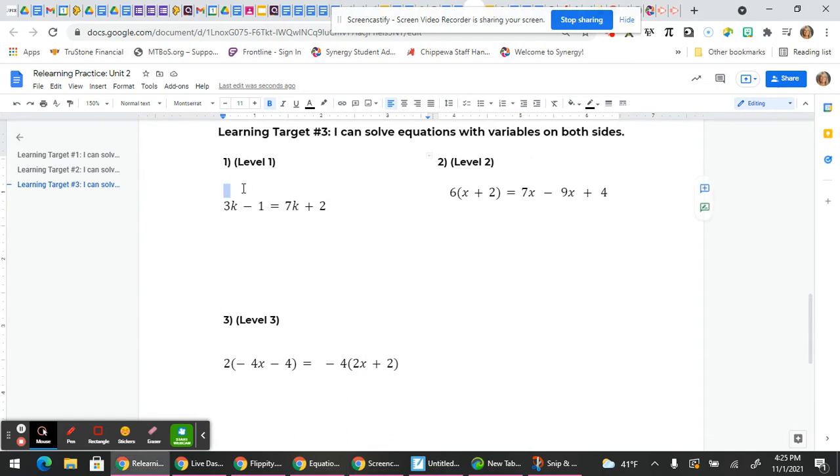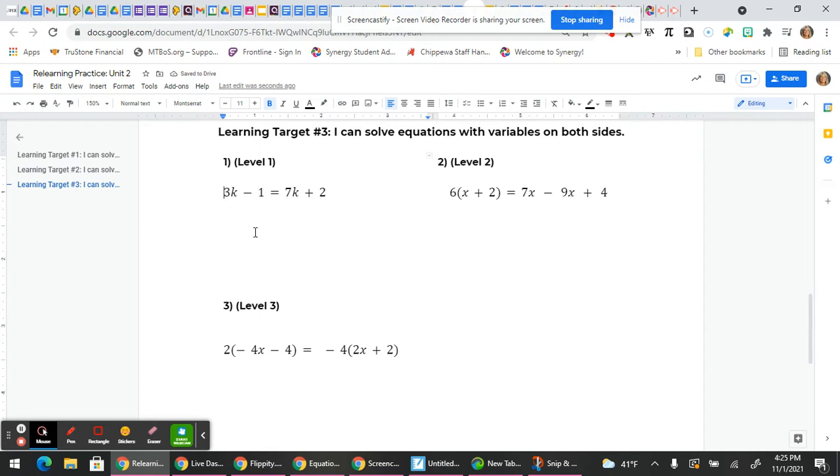So this first question here, move that up a little bit. This level 1, I've got 3k minus 1 equals 7k plus 2. And the problem with this is that we have a variable on each side. So I'm going to find my equal sign, and I'm going to go ahead and put my line in. And when I do that, I'm going to arrange this here a little bit. There we go. A little bit more space. So notice that I've got 3k on my left and I've got 7k on the right.